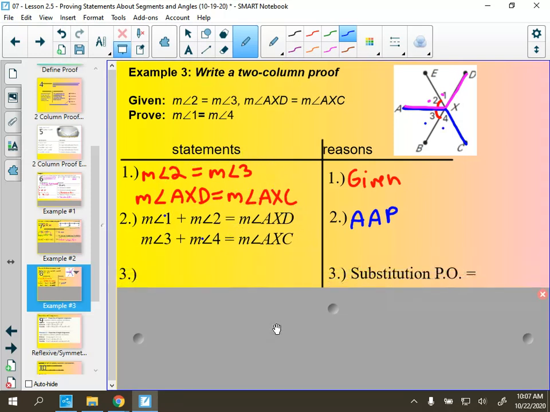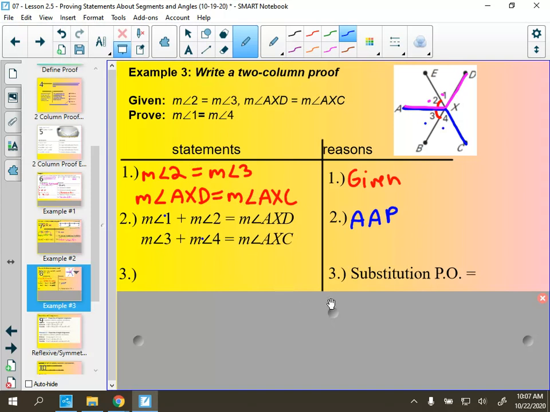So let's take a look. Where is this kind of leading us here? It's telling us we're going to use substitution. We have some options. So here's where it can kind of get tough. There actually is quite a bit of information in this proof. 2 equals 3, AXD equals AXC, 1 plus 2 equals AXD. So there's some overlap. There's AXD showing up a few places. AXC is showing up a few places. 2 and 3 are showing up in a few different places.